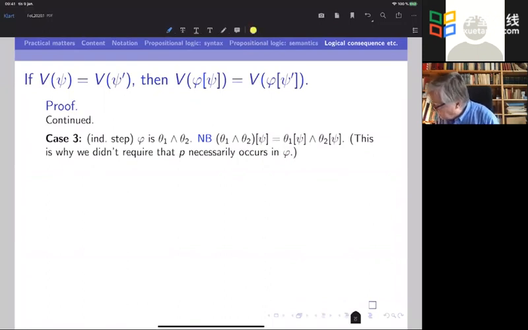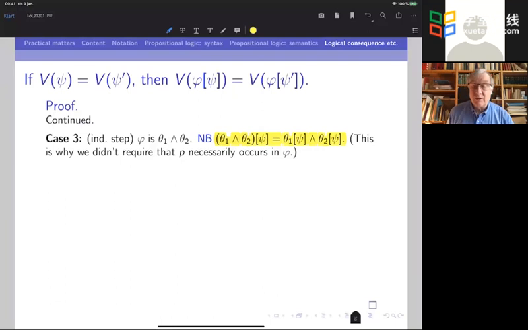What we need to observe is this: if you take theta 1 and theta 2 and replace the occurrences of P in there by psi, that's the same as replacing the occurrences of P in theta 1 by psi, and then conjunction, and then replacing the occurrences of P in theta 2 by psi.